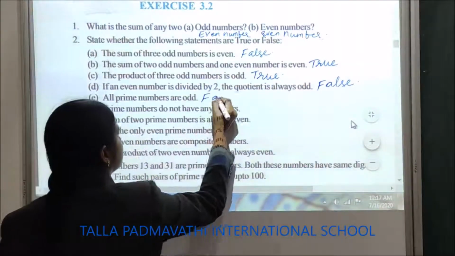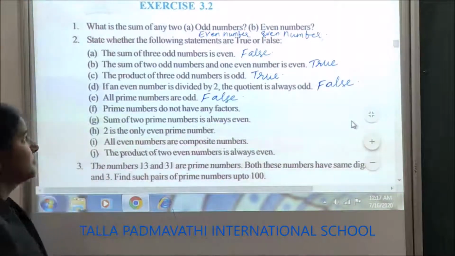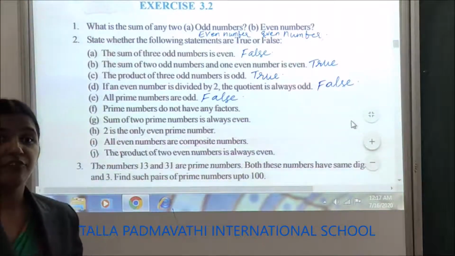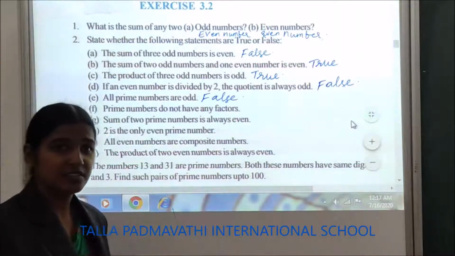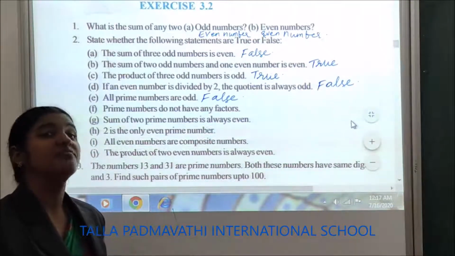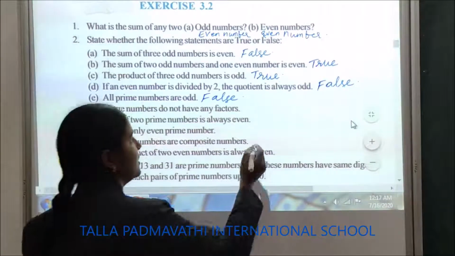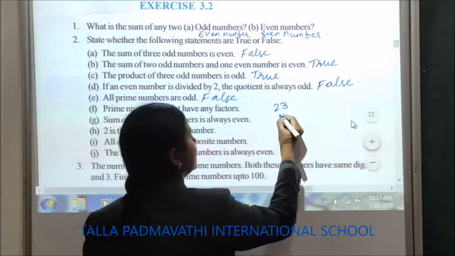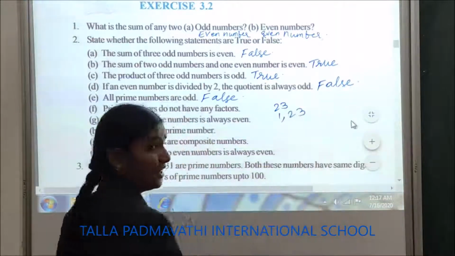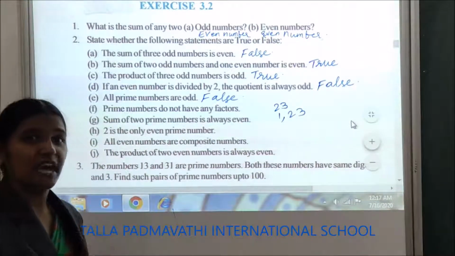So it is false. Next, prime numbers do not have any factors. Do prime numbers not have any factors? Prime numbers will have factors. Suppose 23 is a prime number. Now 23, the factors of 23 are what? 1 and itself. That means we have 2 factors.